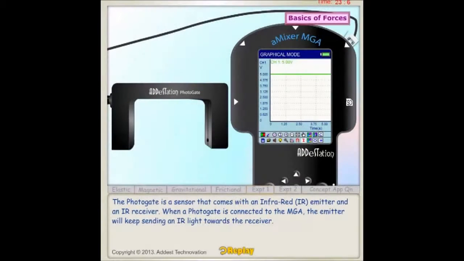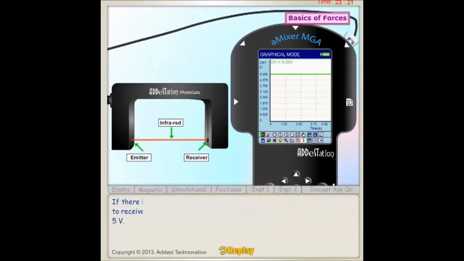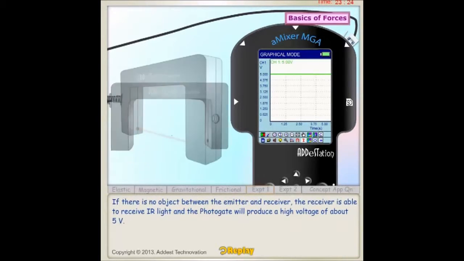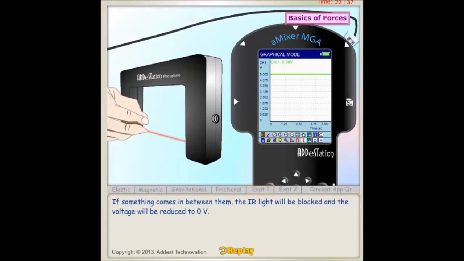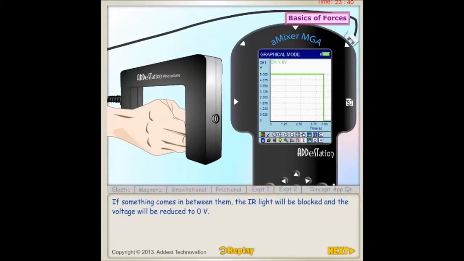The photogate is a sensor that comes with an infrared or IR emitter and an IR receiver. When a photogate is connected to the data logger, the emitter will keep sending an IR light towards the receiver. If there is no object between the emitter and receiver, the receiver is able to receive IR light and the photogate will produce a high voltage of about 5 volts. If something comes in between them, the IR light will be blocked and the voltage will be reduced to 0 volts.